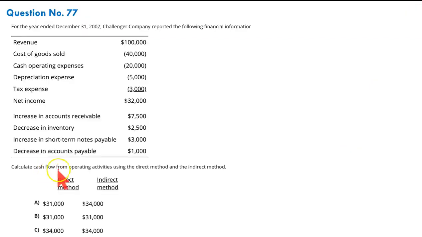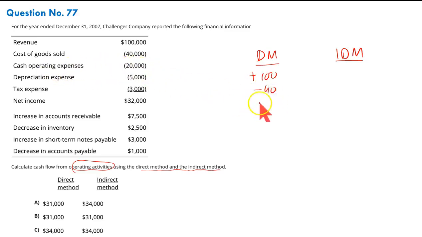Next, calculate cash flow from operations using the direct method and indirect method both. Let us first do the direct method. In direct method, what we do, we take revenue as inflow. CGS is considered as an outflow. Cash operating expenses is considered as an outflow.